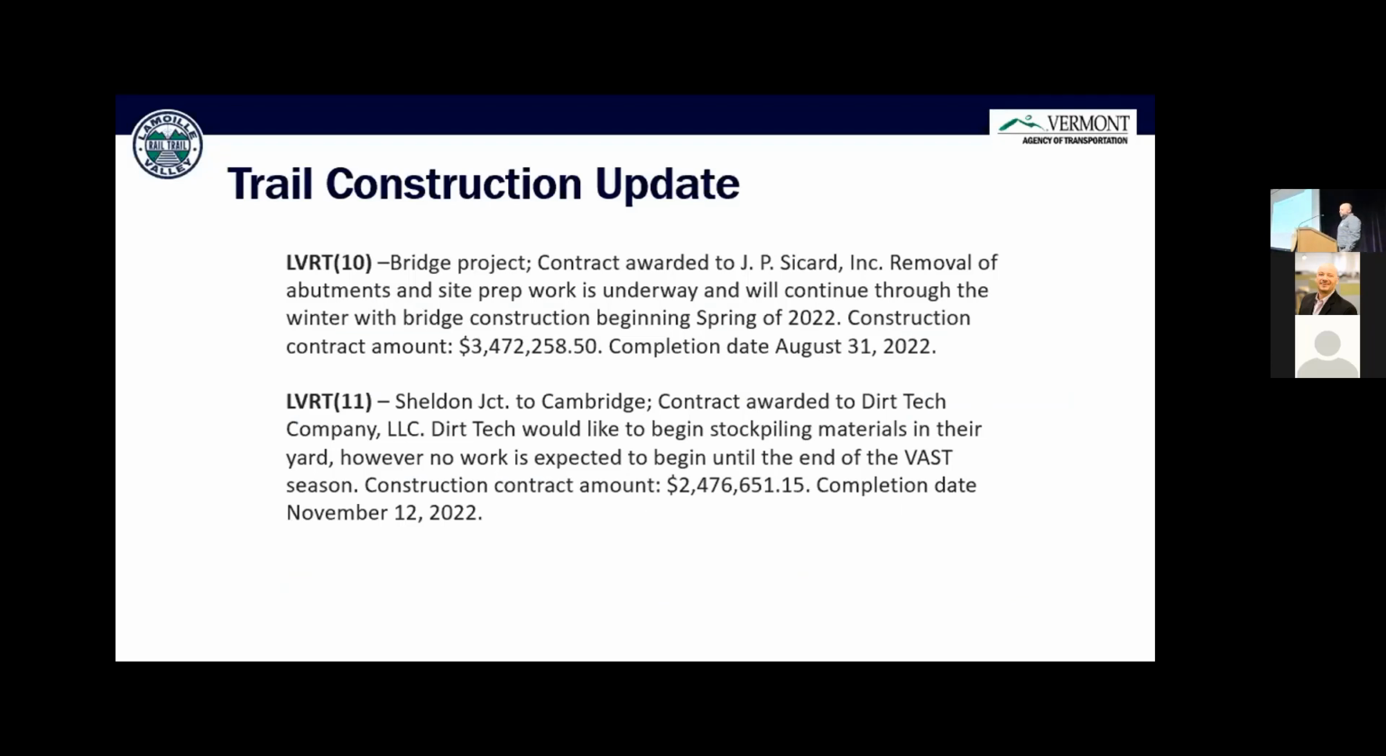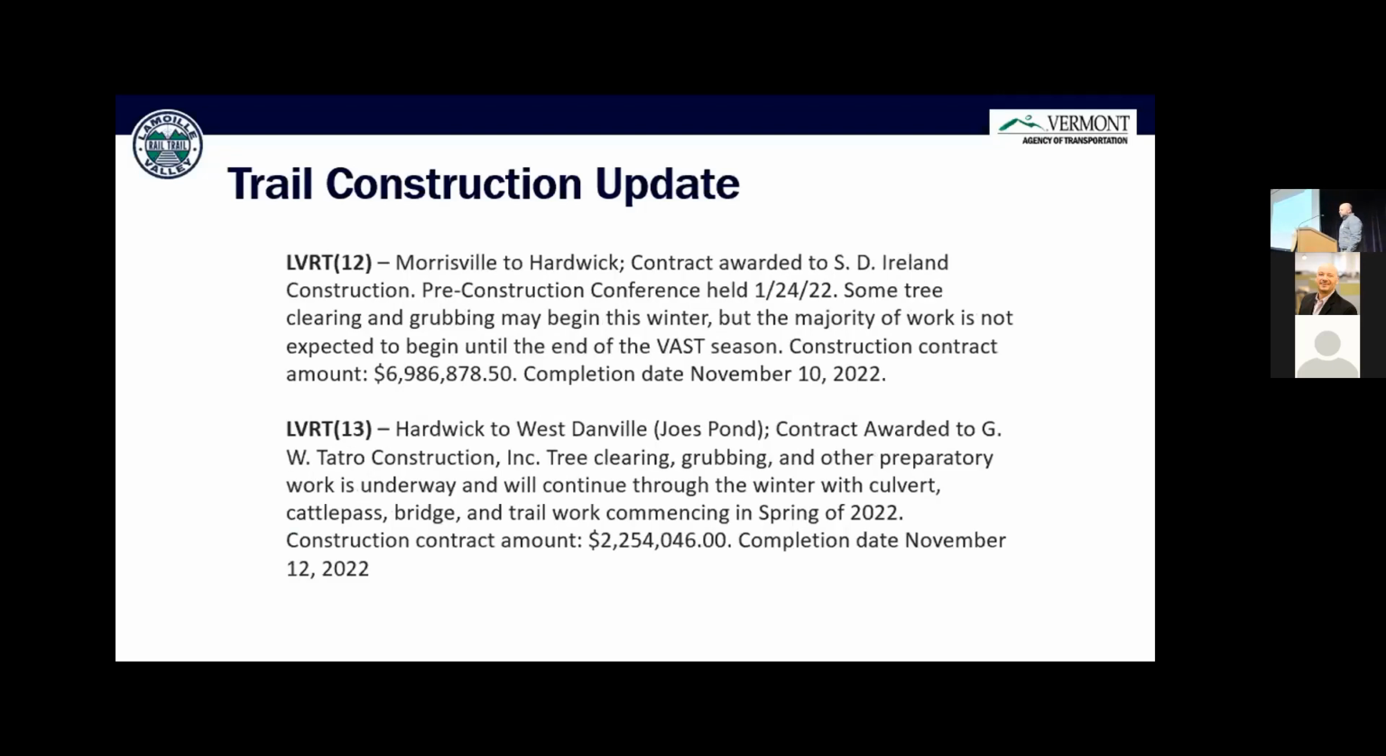So a little bit more about each segment. I said most of this just now. LVRT 10, that's the priority bridge project, was awarded to JPC Card. Completion date August 31st, 2022. Contract value $3.4 million. LVRT 11, that's in the west, Sheldon to Cambridge. Dirt Tech, completion date November 12th, 2022. $2.4 million. LVRT 12, Morrisville to Hardwick, that's awarded to SD Ireland. Completion date November 10th, 2022, $6.9 million. You'll notice that one stands out construction value wise. That's a longer segment, and we also have some historic bridges and bridge work built into that contract.